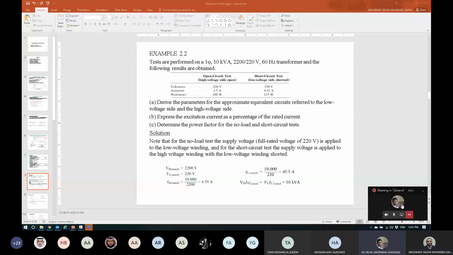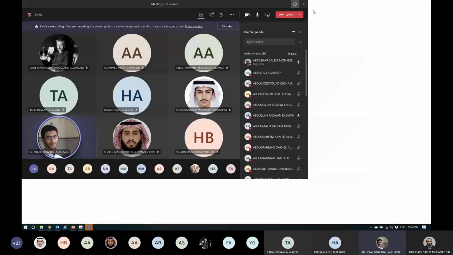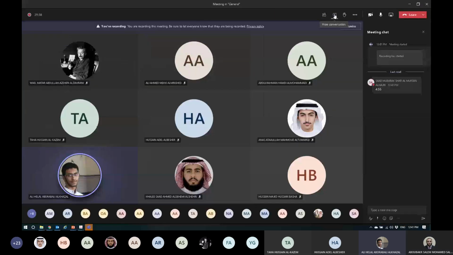Shouldn't we divide it by 45.5 since these measurements were taken from the low side? Exactly. This is very good. What's your name? Ali Al-Khazan. Okay, Ali, good.